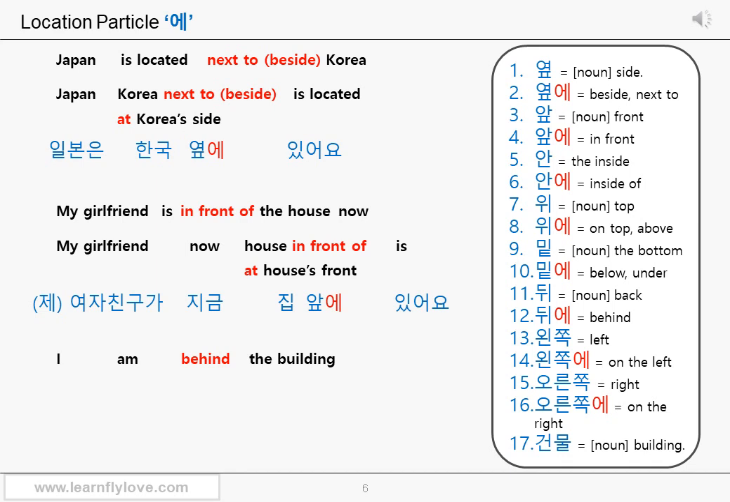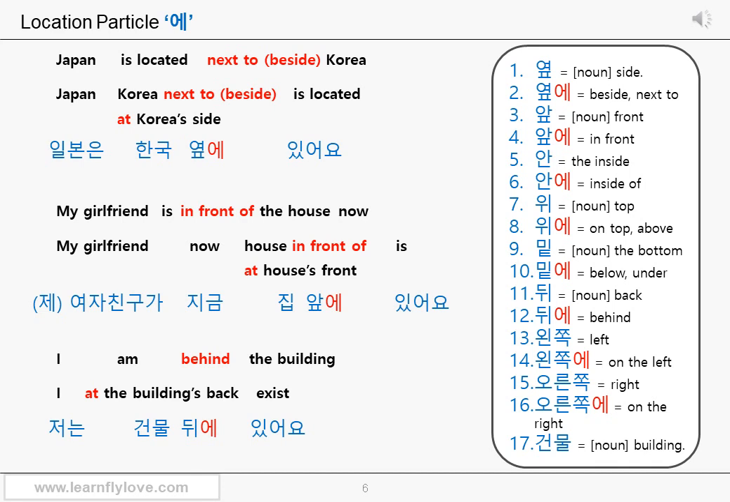I am behind the building. I, at the building's back, exist. 저는, at the building's back. Building in Korean is 건물. 건물. Back, as a noun in Korean, is 뒤. If you add a particle 에, you can use it to mean behind. Building's back. 건물 뒤에. 건물 뒤에, behind the building.